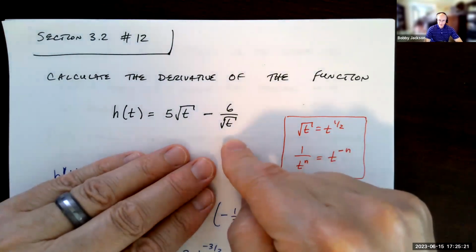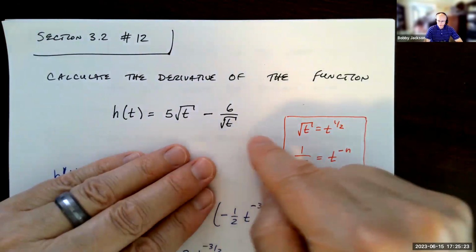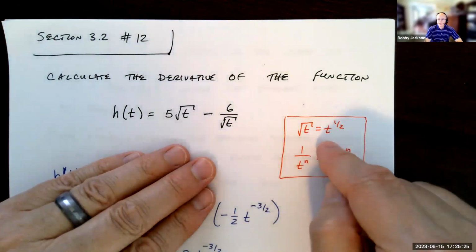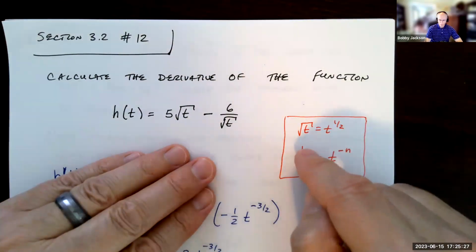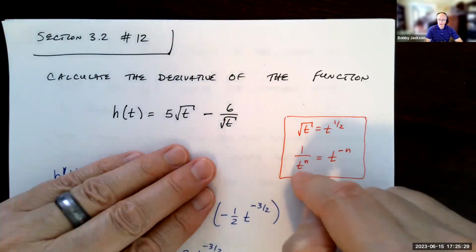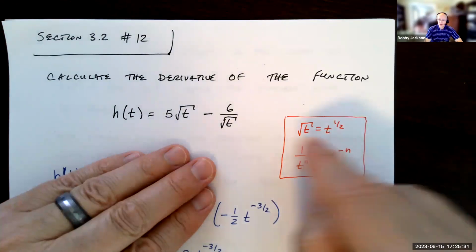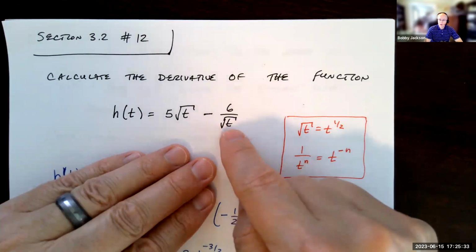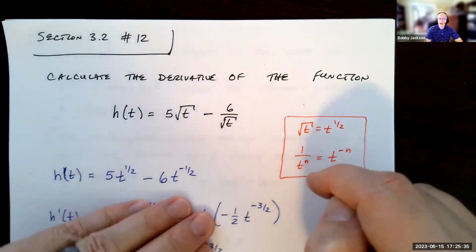So to find the derivative, first of all, I want to make a couple notes. Square root of t is the same as t to the 1/2 power. Excuse me, and 1 divided by t to the n is t to the negative n. So 1 over the square root of t would be t to the negative 1/2 power.